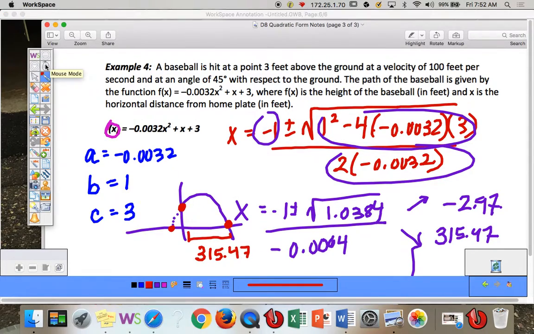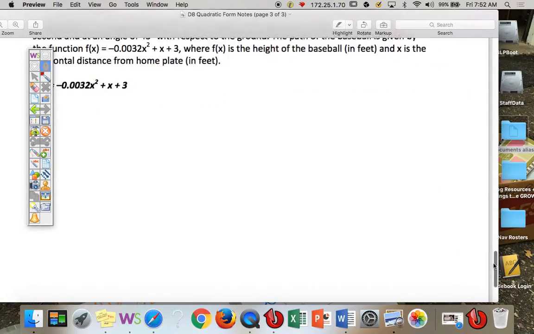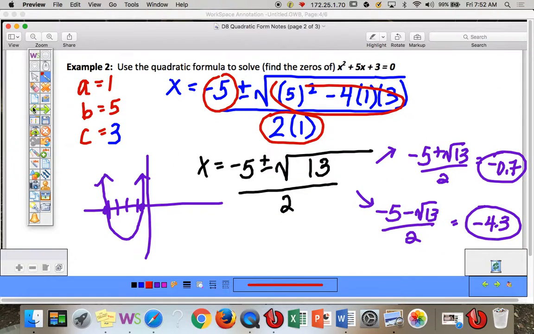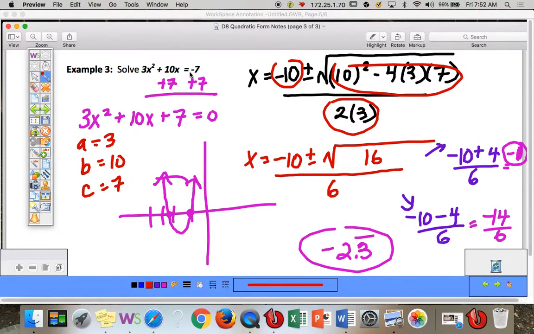So today you're just going to practice using the quadratic formula. We'll spend more time on this. The one thing that you want to remember is you need 0 on one side, and so if you have problems where you don't have 0 on one side, get 0 on one side first before you plug in.